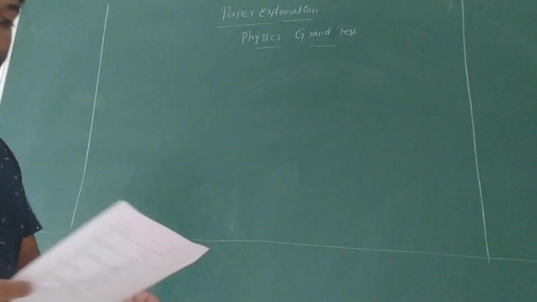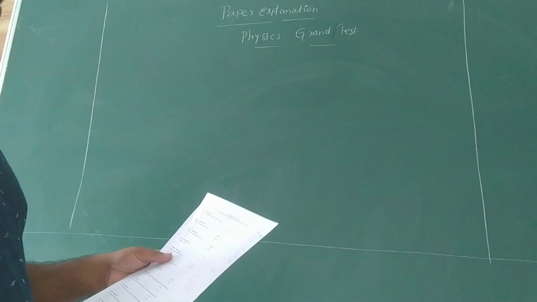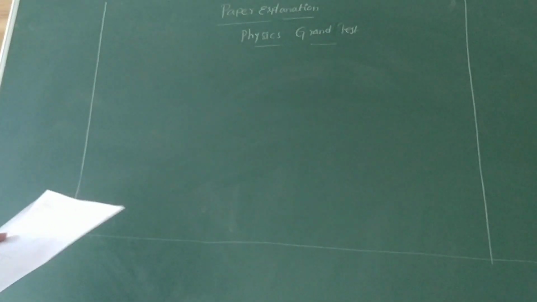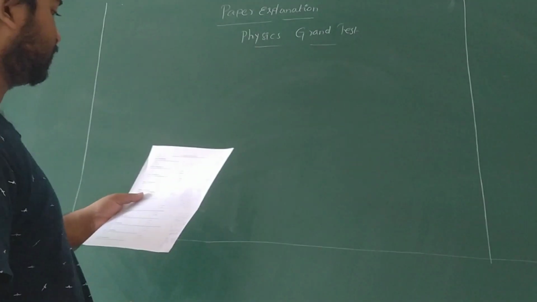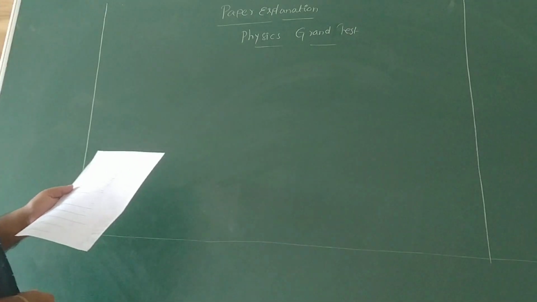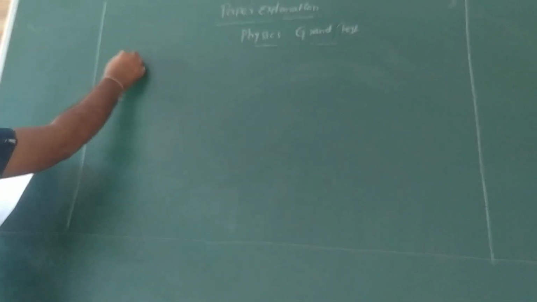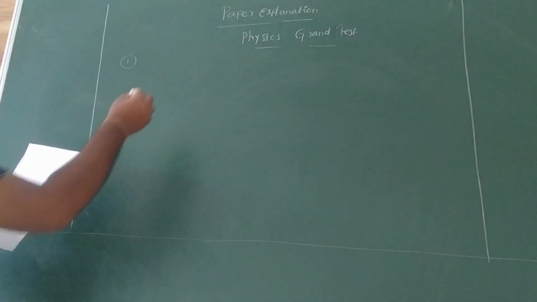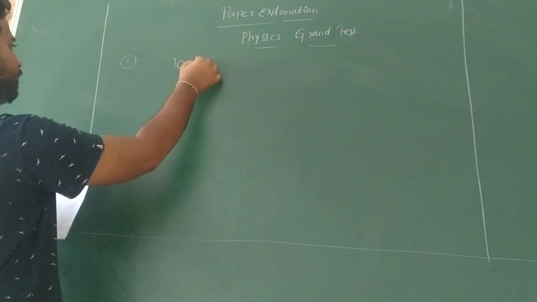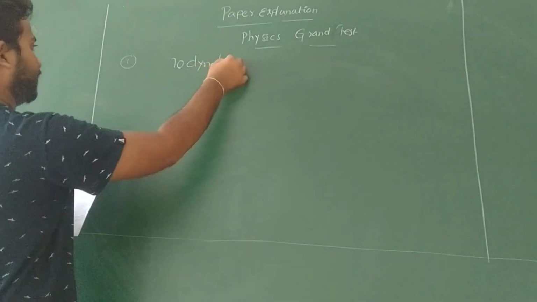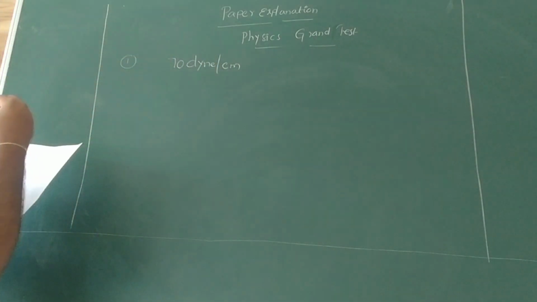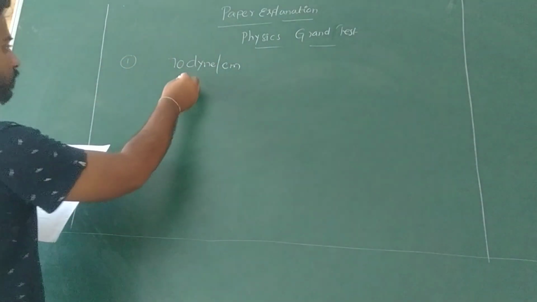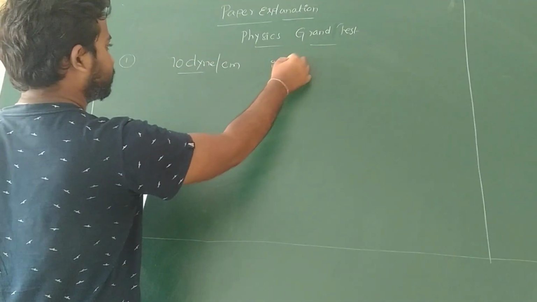So now I am going to take the paper explanation of GTE, a 10 minutes paper explanation of a grand test. Everyone just go through this. See, the first question is: the surface tension of a liquid is 70 dyne per centimeter. So then, what is the value of this in MK system?